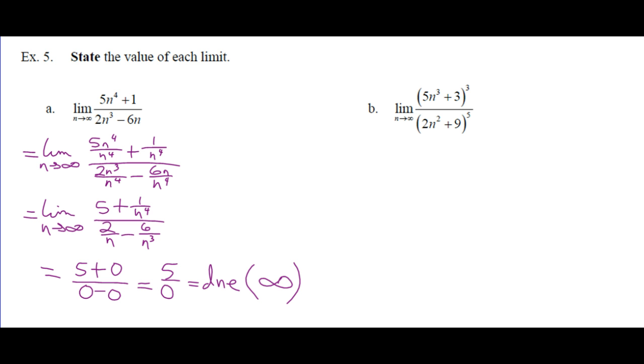Well, think about it, right? What do you got up top? You're taking something to the fourth power, which is positive, and you're adding 1 to it, so that keeps it positive. And on the bottom, the n cubed, as we approach infinity, is going to be really large positive, right? Minus... I've got to subtract enough to make it so it's positive or positive.